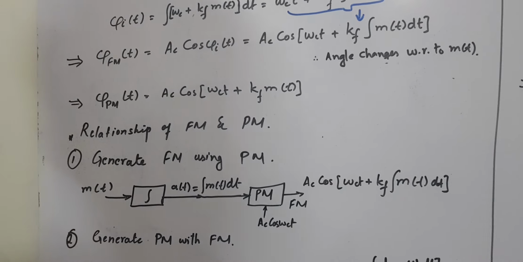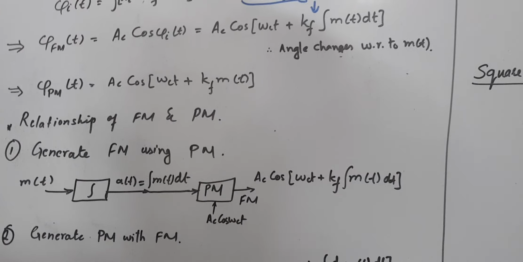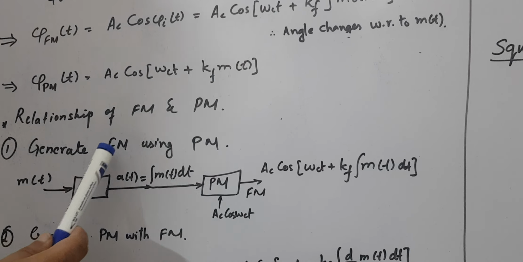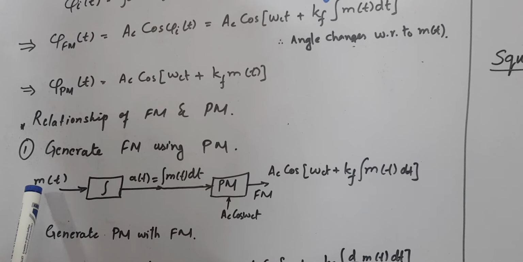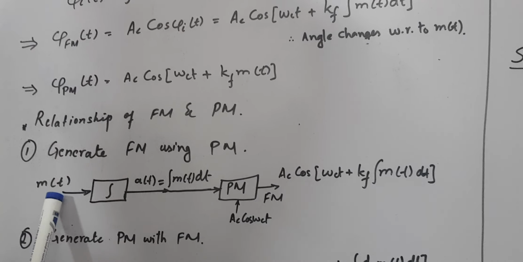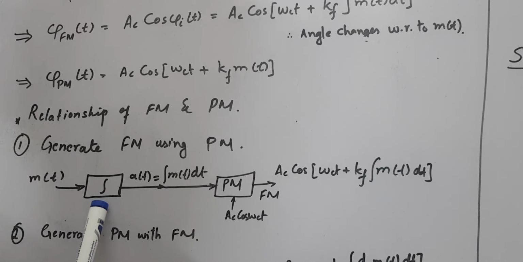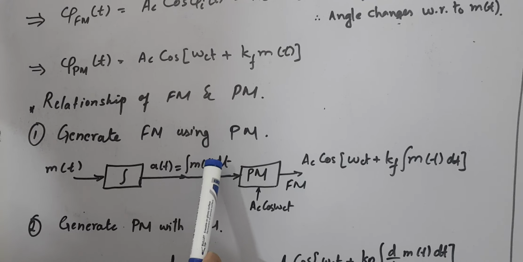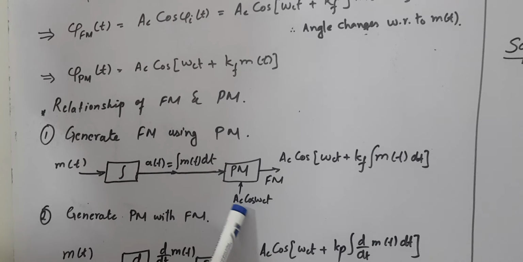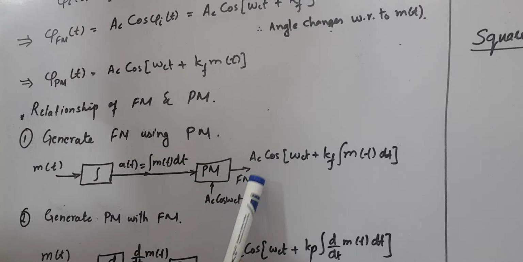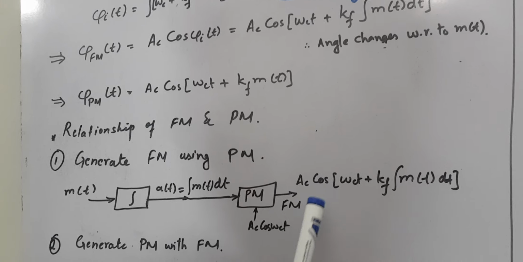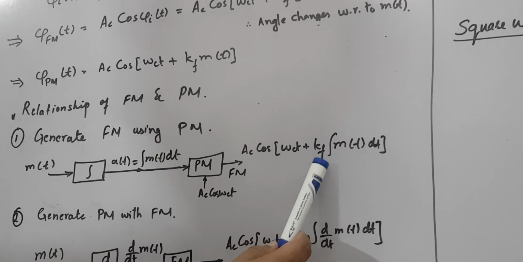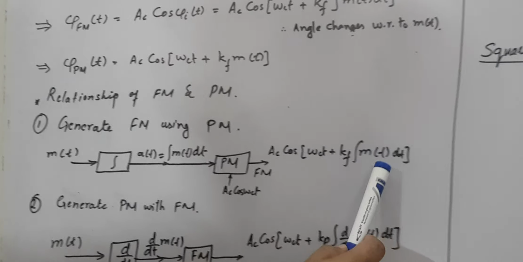We can generate frequency modulation using a phase modulator, or we can generate phase modulation using a frequency modulator. Like generation of FM using PM, how is it possible? You take the message signal and pass it through the integrator, and then you have a(t), where a(t) is the integral of the message signal. Then pass that through the phase modulator with the carrier. That is the FM signal. The FM signal is Ac cos, and the angle of that is omega_c t plus kf, the sensitivity of the modulator, times the integral of the message signal.